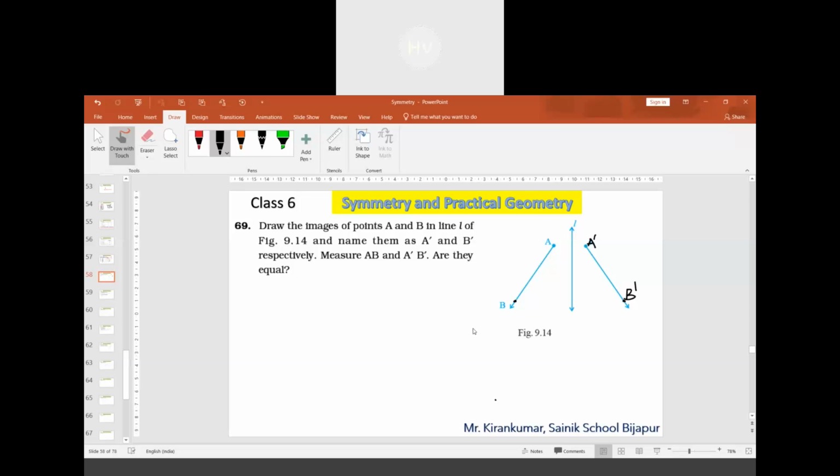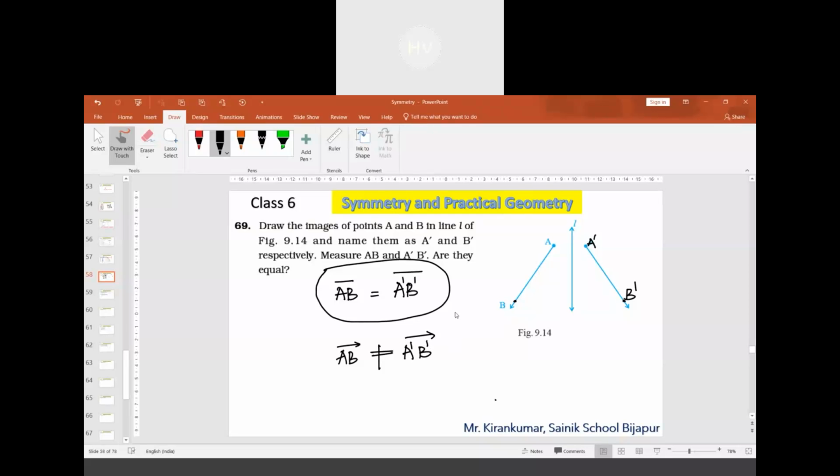Line L. Are the measures equal? Name them as A dash and B dash. Yes, sir. If you consider the line segment AB, this will be of equal length to A dash B dash. If you consider the ray AB, this will not be equal to ray A dash B dash. Can you tell me why?